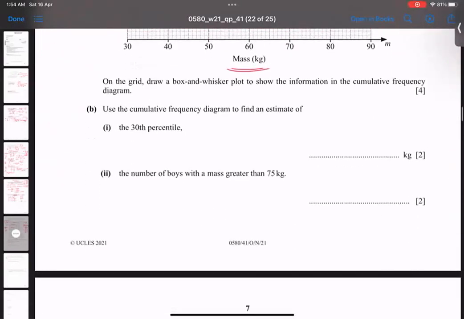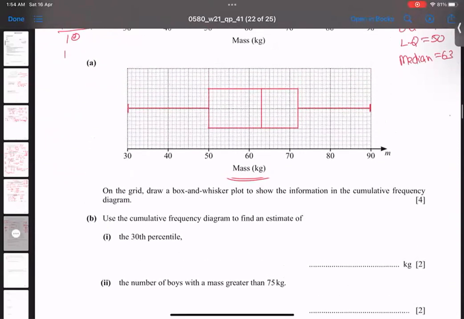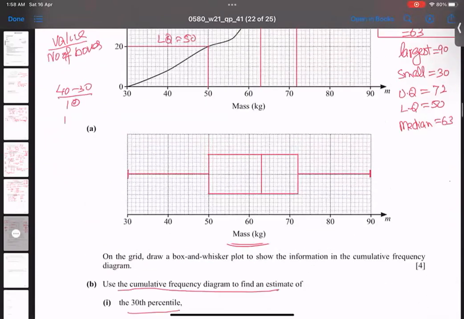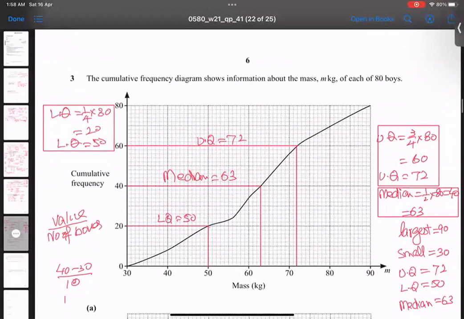And the next part we have here. So how to do the next part? Have a look here. Yes, let's go for part B. He's asking us to use the cumulative frequency diagram to estimate the 30th percentile. 30th percentile means 30 percent. So how to find it? Have a look.